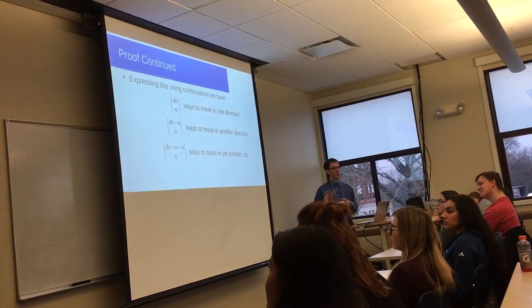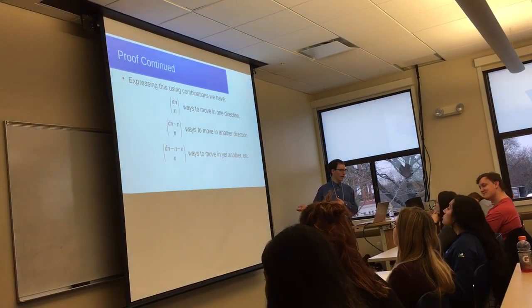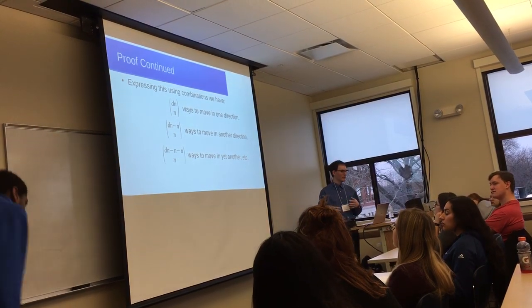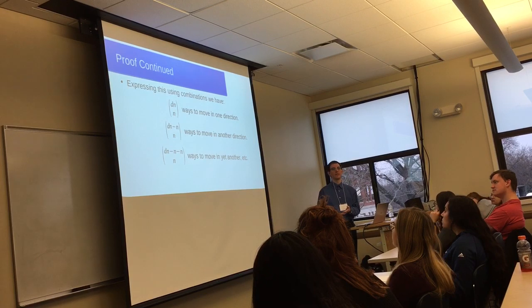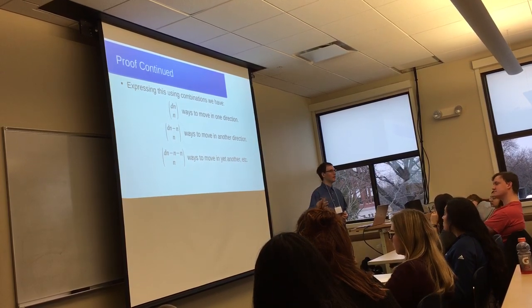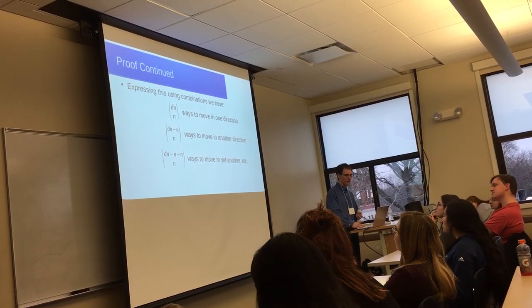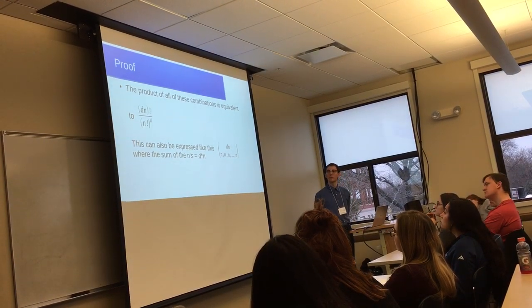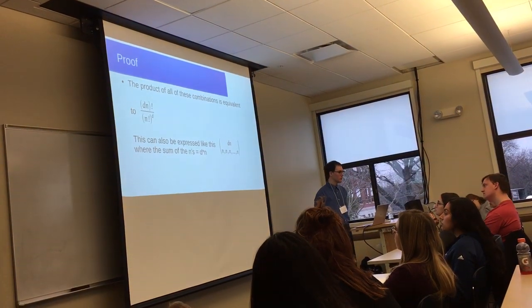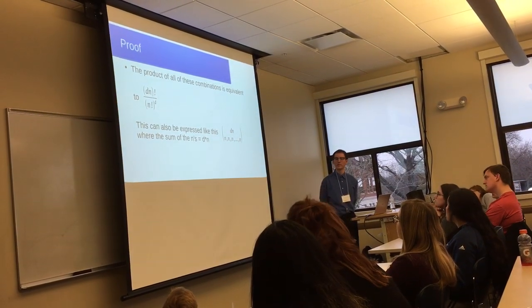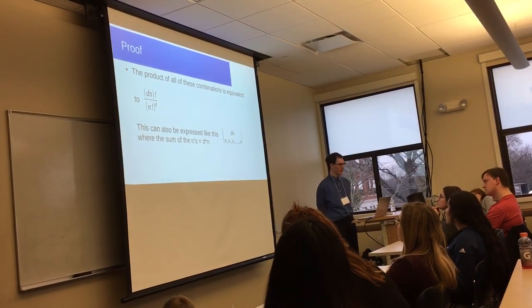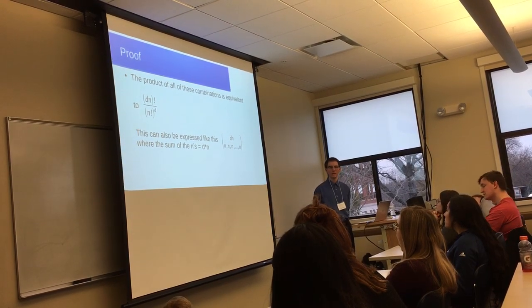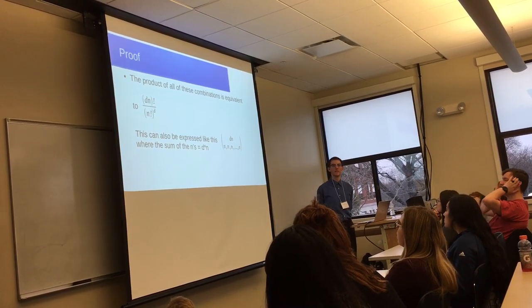And since we've already moved n times, the next time we have dn minus n choose n ways to move in another direction, and dn minus 2n choose n ways to move in yet another. And this pattern just goes on, and it simplifies to what I showed earlier, dn factorial divided by n factorial to the d. And this can also be expressed like this, where the sum of the n's on the bottom is equivalent to d times n.